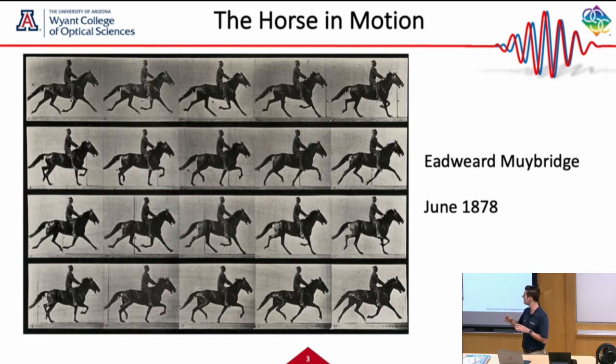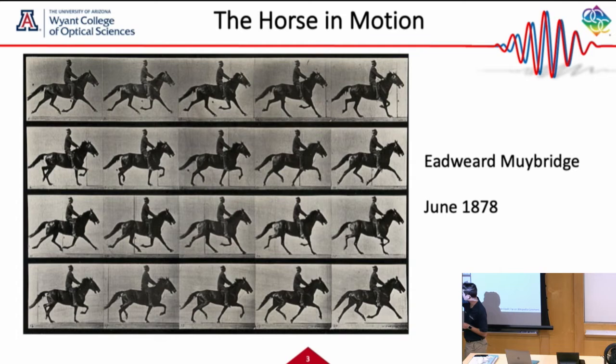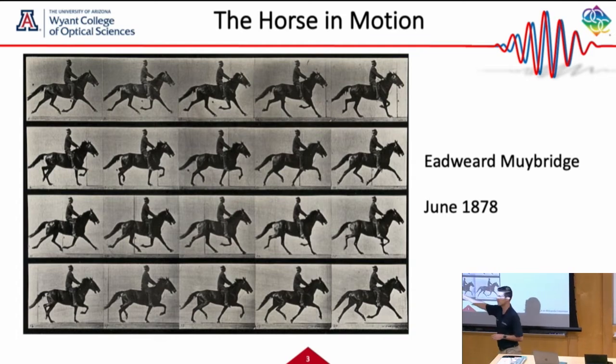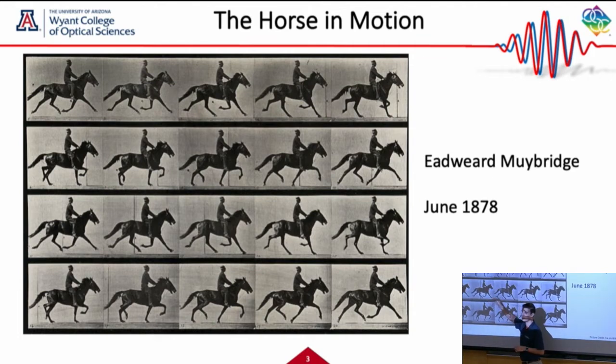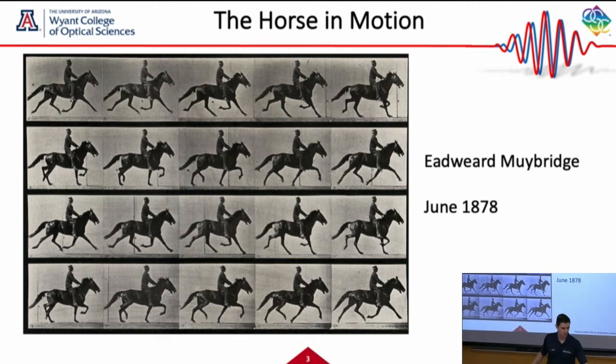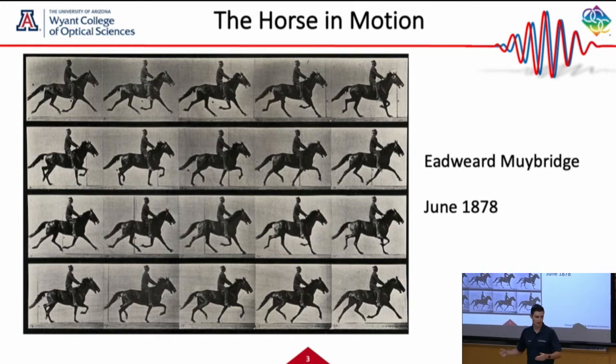So he won this bet because on this picture here, you can see in one of these frames, the horse has no feet on the ground. So this one right over here. Yeah, this one right here. You can see that there are no feet on the ground of the horse. You can kind of see these really fast things.